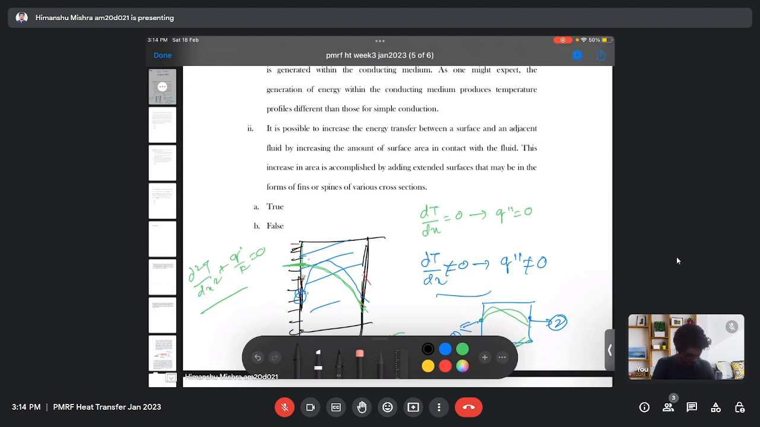Maybe so, it is true because effectiveness cannot always be greater than 1. In case of effectiveness greater than 1, this statement is true. And if we introduce the fins and its effectiveness is less than 1, then definitely there is a reduction in the heat transfer when we add the fins. Yes. So let's move to the next question.